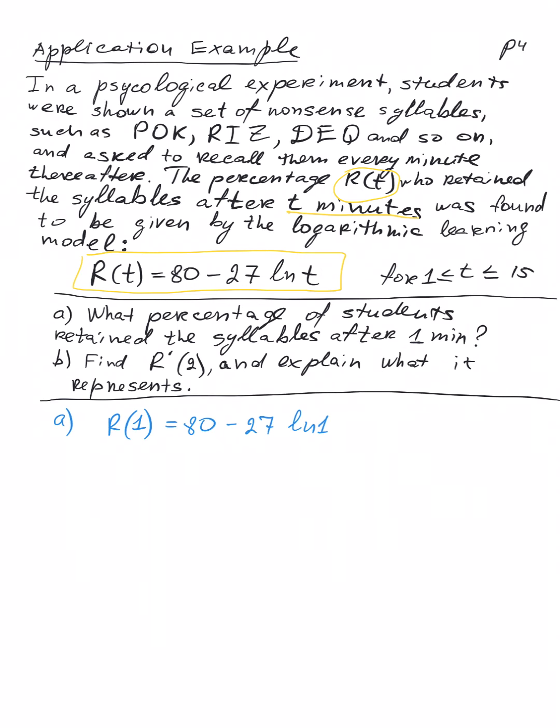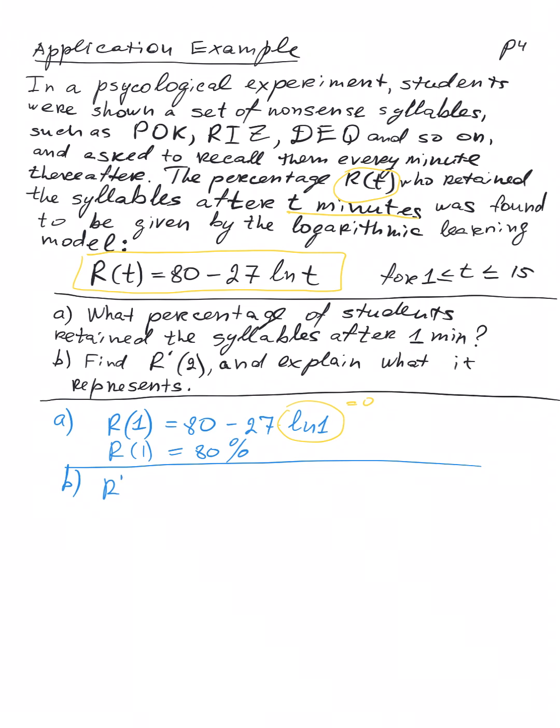So that's times this equals 0, from the properties that you have memorized. So then R of 1 equals 80. Anything times 0 is 0, so negative 27 is wiped out, and R of 1 is equal to 80, and it was given to us in percent. Then let's take a look at part B. Part B asks us to find R prime of 2. So it means first take a derivative of our function, then evaluate it at 2.